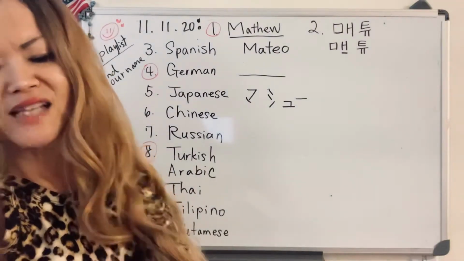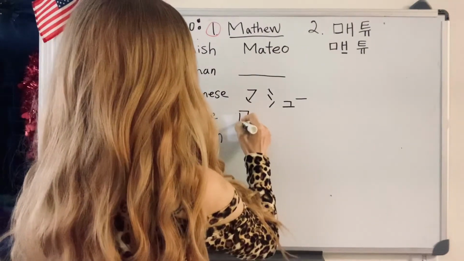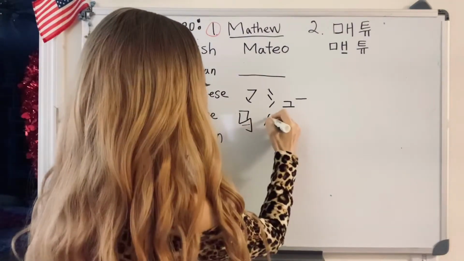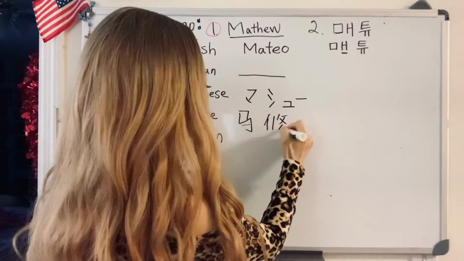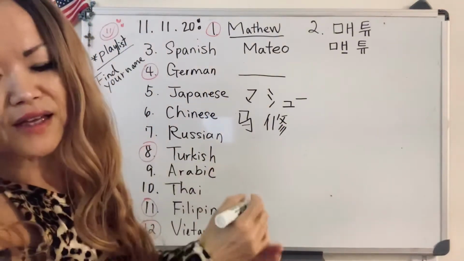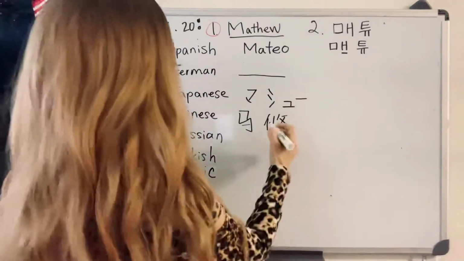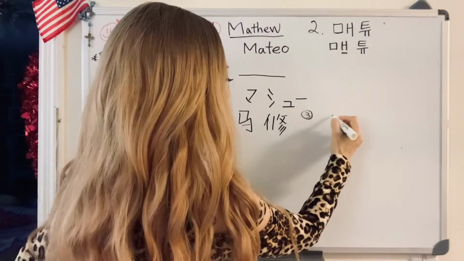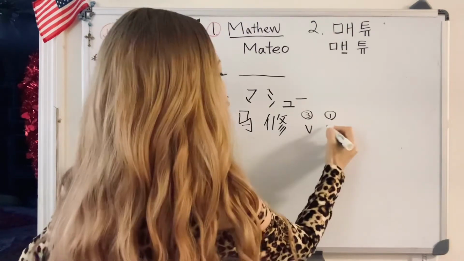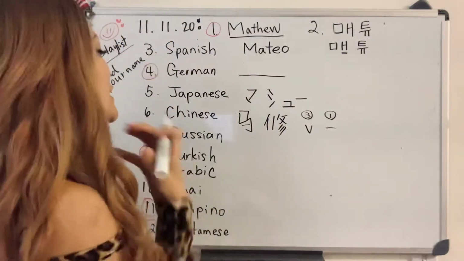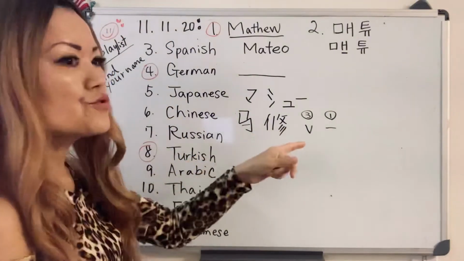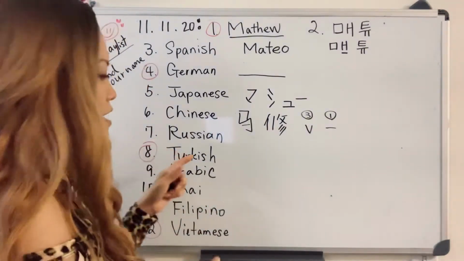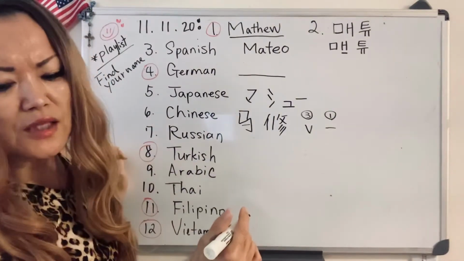Chinese is Ma Sao. I want to make sure. Am I right? I think I'm right. Yeah. Mashu is third tone and Mashu, first tone. Okay, so please remember that the tone is important. If you go to China, they're going to call you Mashu. Okay, let's go Russian. Russian is Matchu.